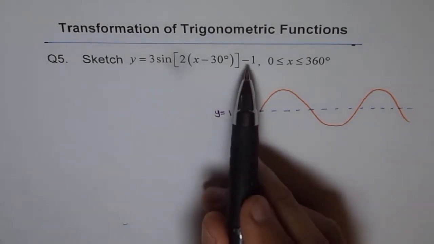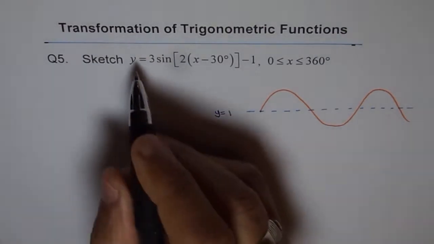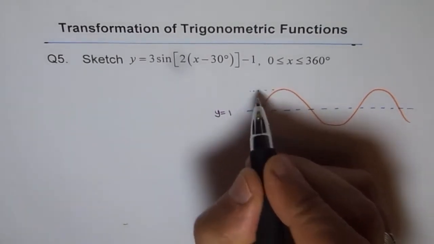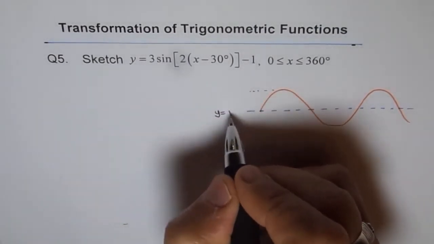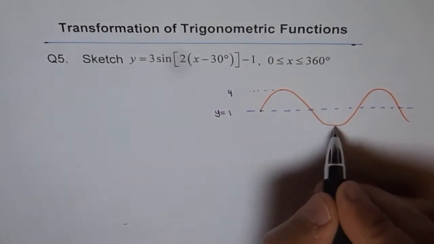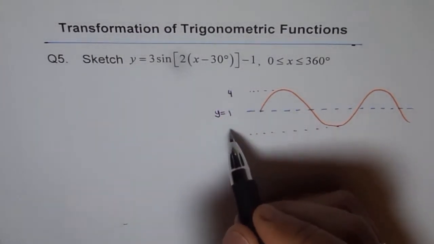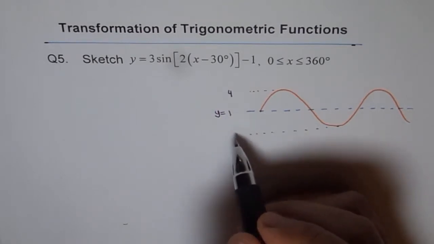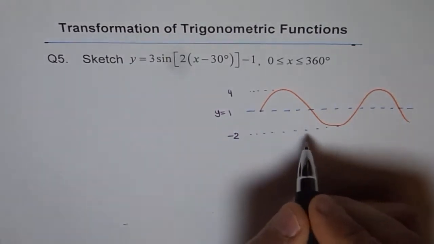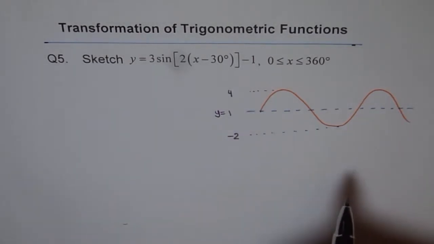Now, since amplitude is 3, the maximum should be 3 more than this. So on the y-axis, the maximum should be at minus 1 plus 3, which is 2. And the minimum should be 3 less than this, so minus 1 minus 3 gives me a y value of minus 4. So you've got all these points.